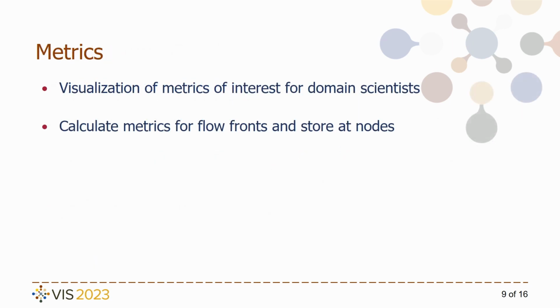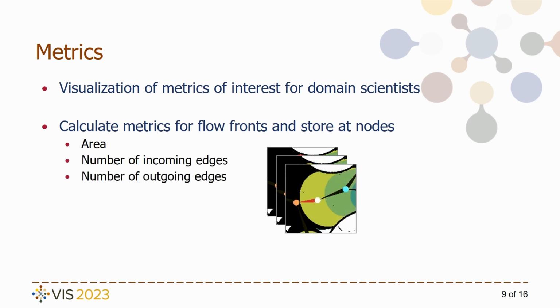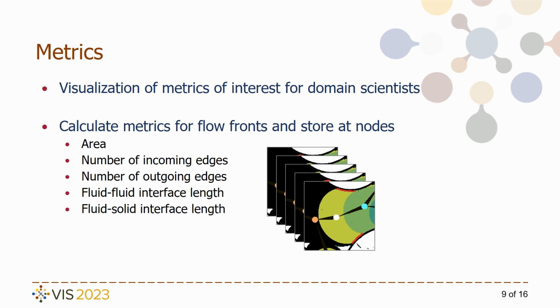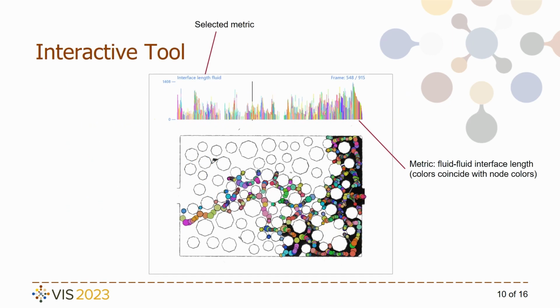Our domain scientists are further interested in the metrics of the displacement process, which we store at graph nodes and edges. These entail the newly covered area, the number of incoming and outgoing edges, fluid-fluid and fluid-solid interface lengths, and velocity magnitude. These metrics are then visualized in our interactive tool. Here, as an example, the fluid-fluid interface length is shown as a stacked bar chart. The current time step is highlighted in the metric view by a black bar in the background.